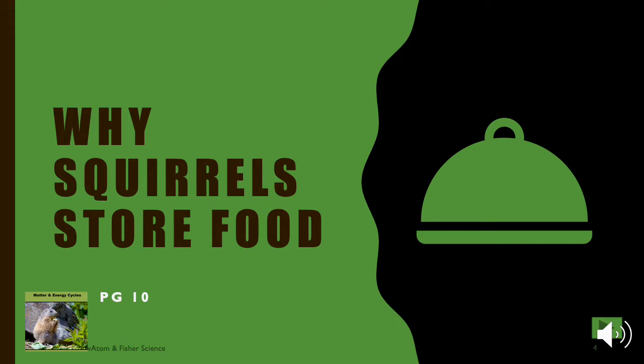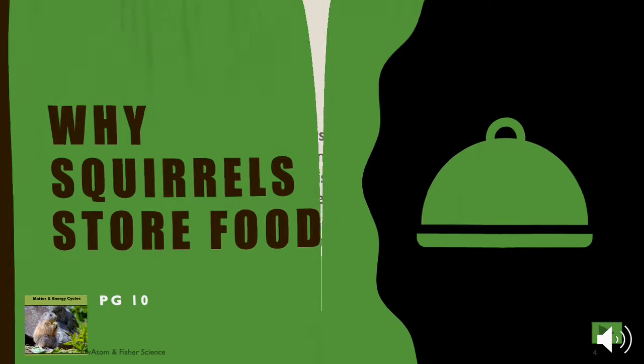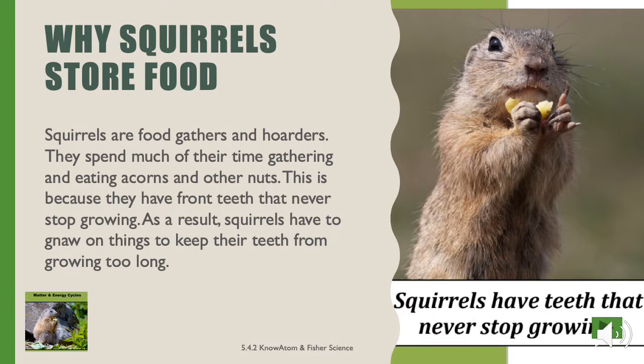Starting on page 10, Why Squirrels Store Food. Squirrels are food gatherers and hoarders. They spend much of their time gathering and eating acorns and other nuts. This is because they have front teeth that never stop growing. As a result, squirrels have to gnaw on things to keep their teeth from growing too long.